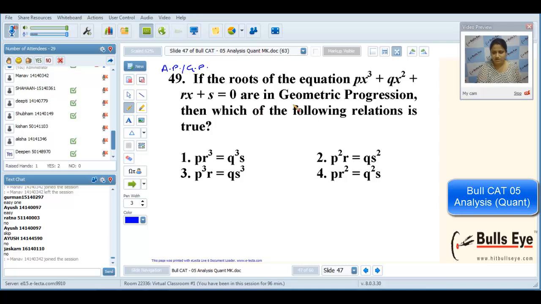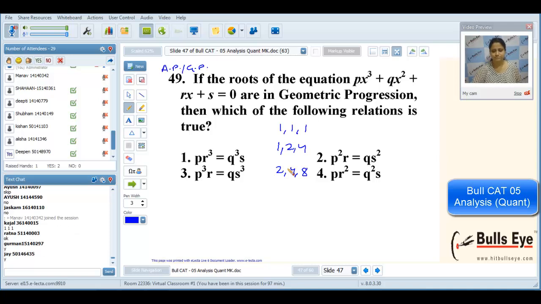We will not solve it. We will do one thing. It's a cubic equation, so there must be 3 roots of this equation, and it says the roots are in GP, geometric progression. We will take any 3 numbers which are in GP. You could take 1, 1, 1. You could take 1, 2, 4. You could take 2, 4, 8. You make a cubic equation by using these roots. You compare both the equations, get the values of p, q, r, put them in the options, and you will get the answer. Is it okay with all of you? Okay. Let us move further.